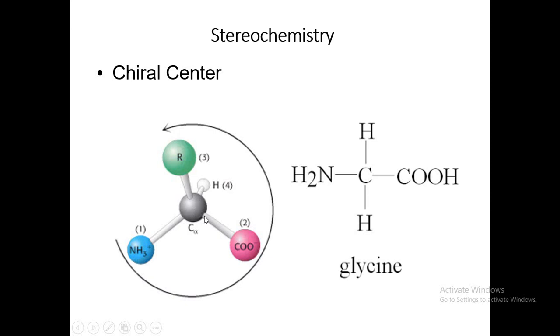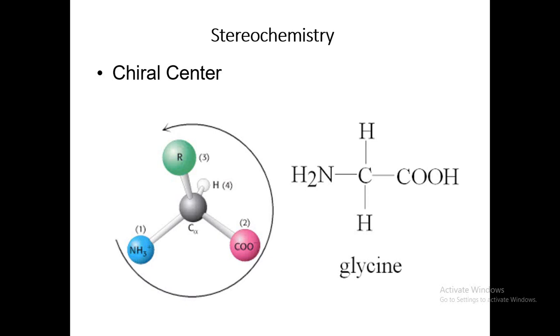So in an amino acid, this carbon atom is found to be bonded with 4 different groups. We can see here, one is the R group, one is the hydrogen atom, one is the amino group (NH3), and one is the carboxylic group. When a carbon atom binds with 4 different atoms, this property is called chirality, and the carbon center is a chiral center.